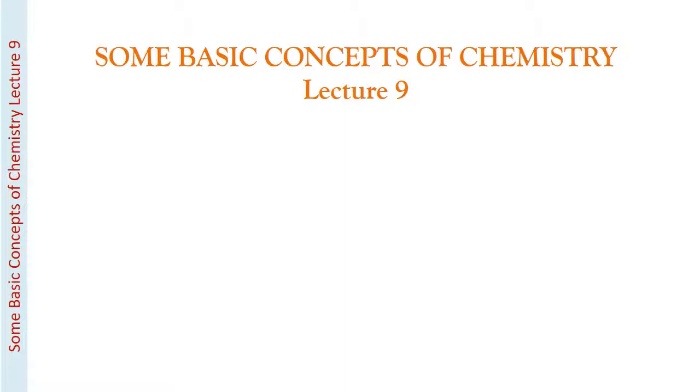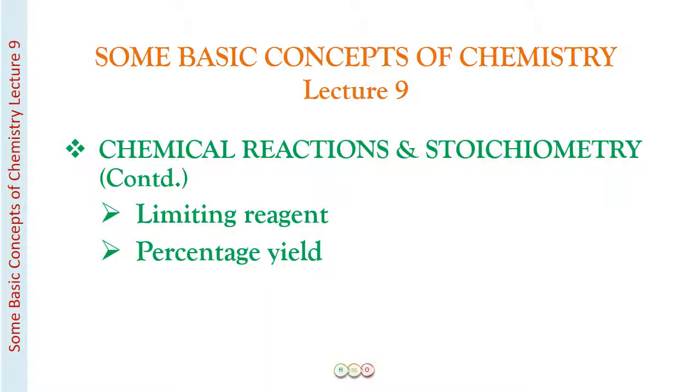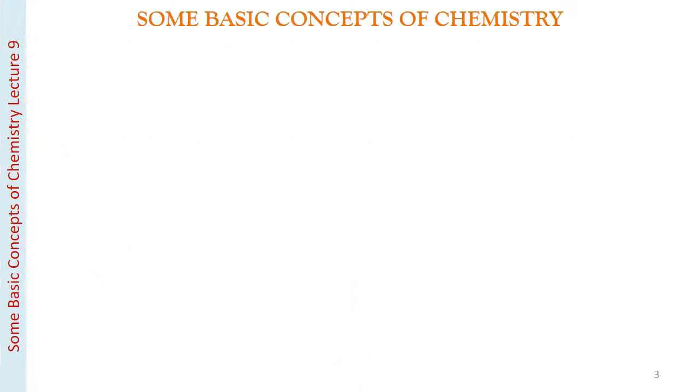Today we will begin with lecture 9 from the course, but make sure you have watched the previous ones before viewing this one. In this lecture, we are going to continue with the chemical reactions and stoichiometry, wherein we will be discussing the limiting reagent or reactant, percentage yield, and sequential reactions. So first of all, we will begin with the limiting reagent.